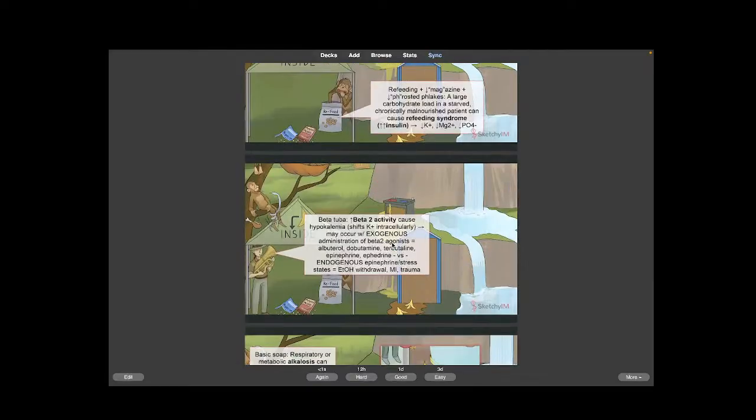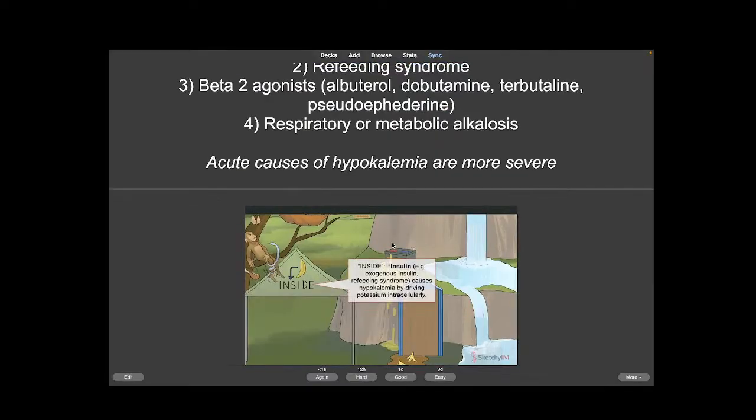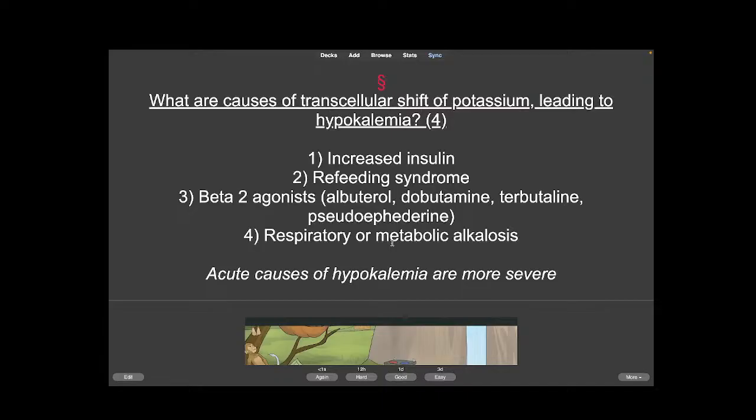There's beta tube. And there's refeeding. And there's insulin. What? There's insulin? Oh, wow. So increase insulin. So refeeding syndrome, beta 2. If you take medication, too much eating.